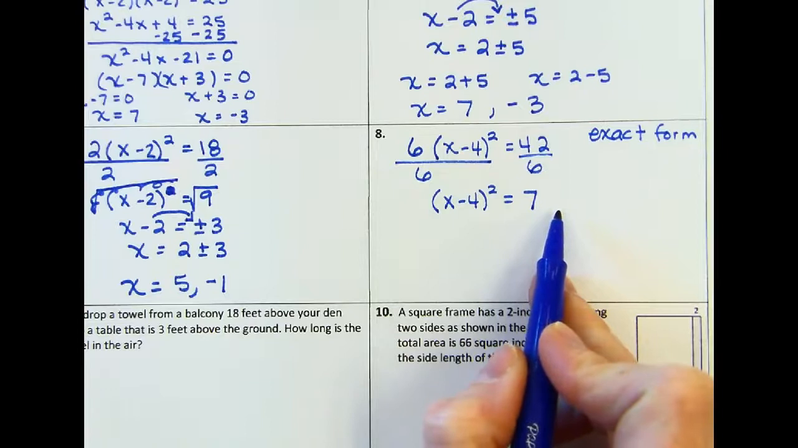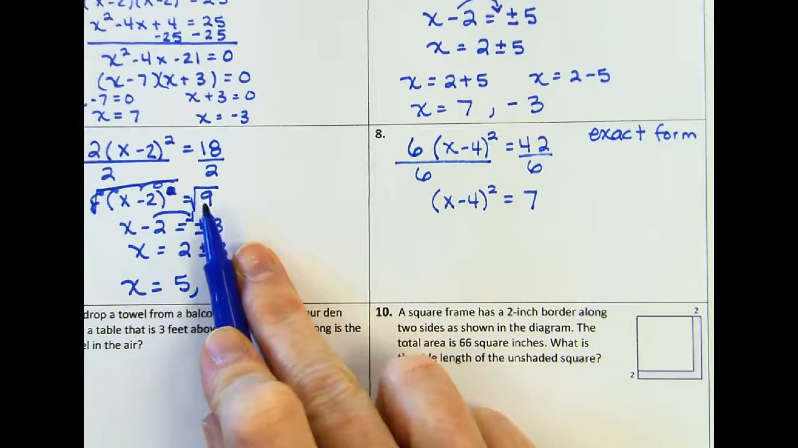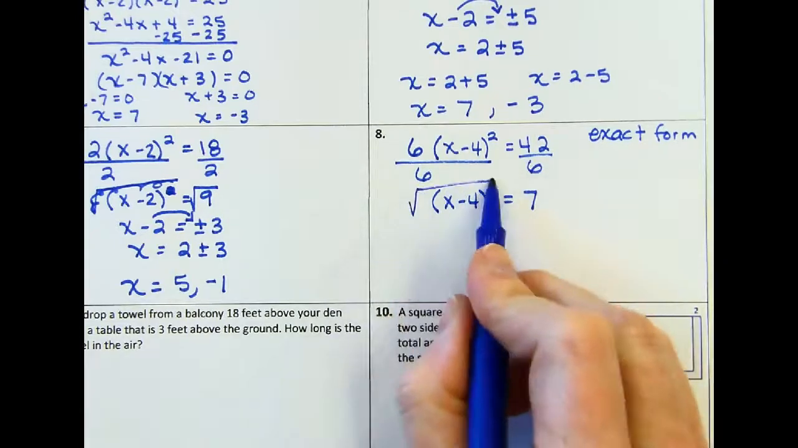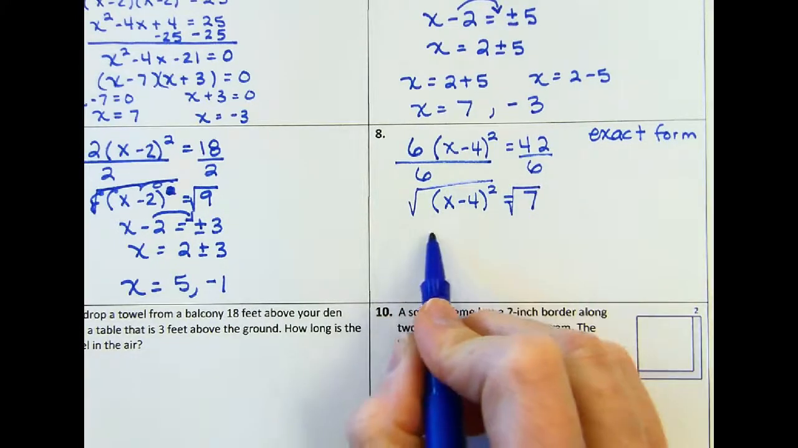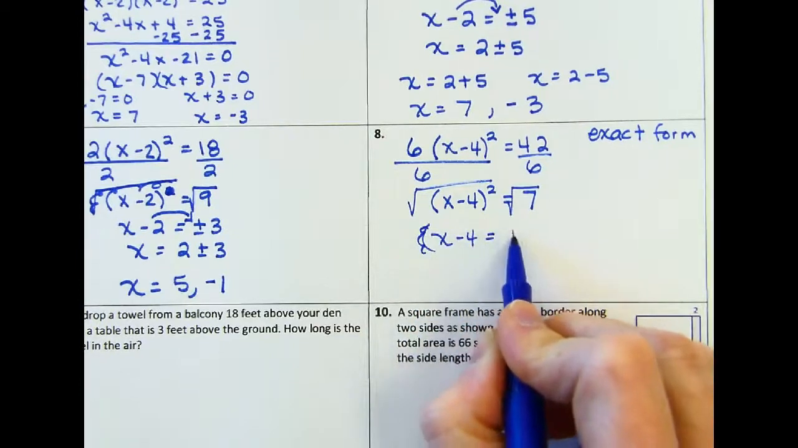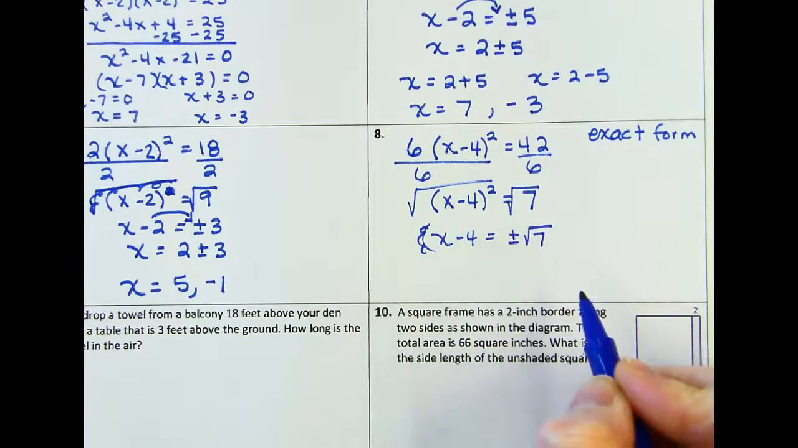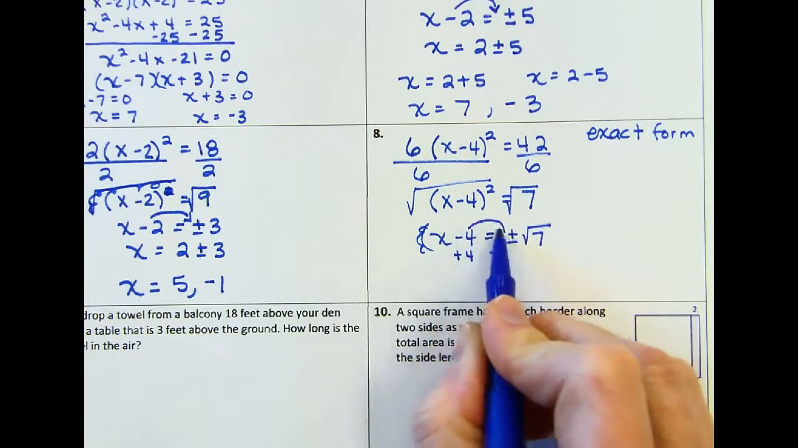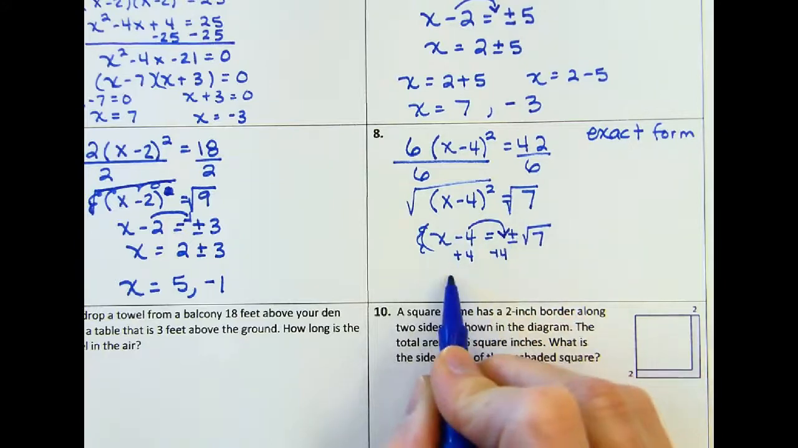And I don't want you to be confused because 7 is not a perfect square like this one over here. You just leave it in exact form. So you take the square root of both sides. You have x minus 4 dropping out equals plus or minus square root of 7. Add the 4 to each side. Remember, you're going to keep it in front of the plus minus.